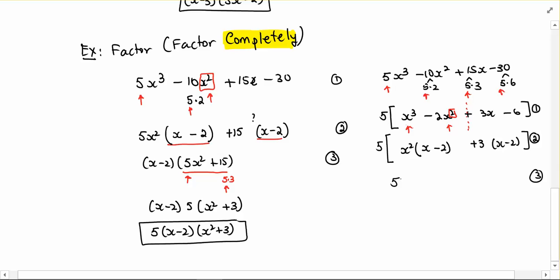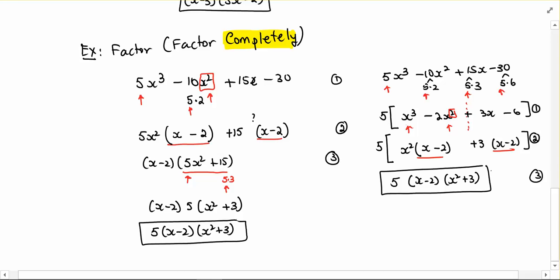So I have my 5, I have my x minus 2, and I have my x squared plus 3. And so there it is. There is the answer. So there's two ways to do the problem.